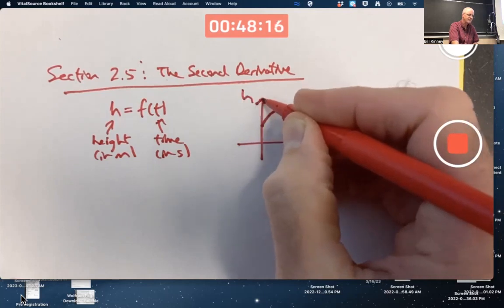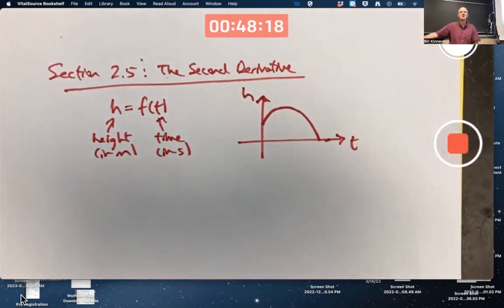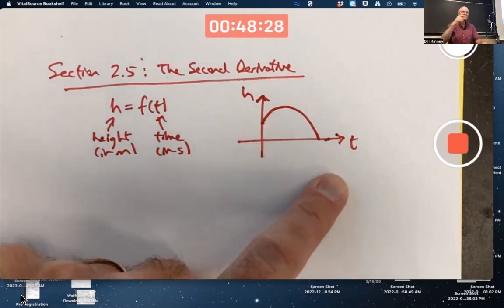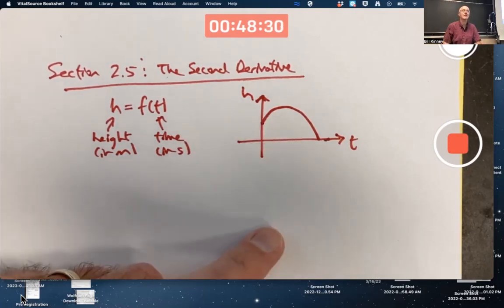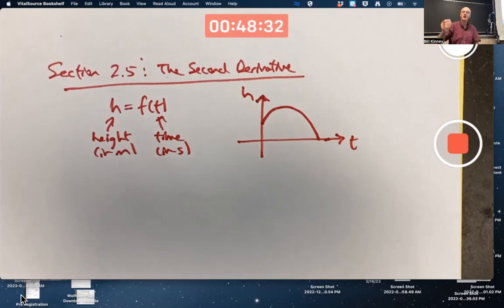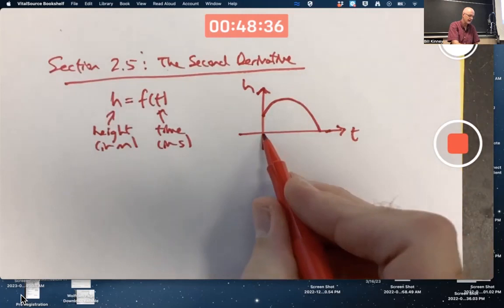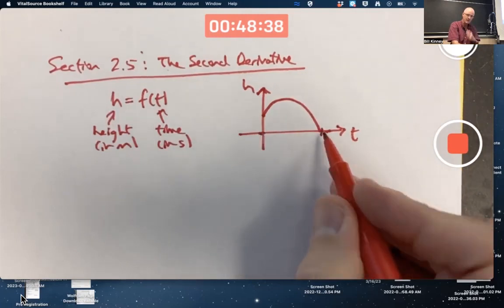Careful, this is not the path of the ball. The ball is not traveling like that because I didn't throw it like that. I threw it straight up. This is not h as a function of distance, it's h as a function of time. This graph is just saying the ball goes up a ways before coming back down and hitting the ground at h equals 0 when t is right there.